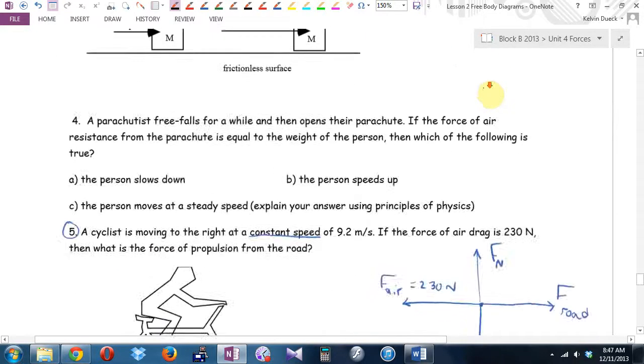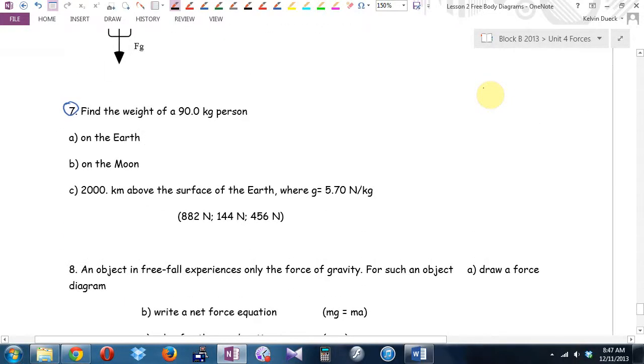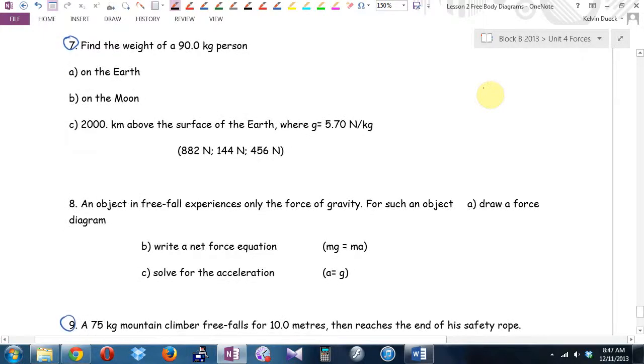7C. What does number 7 want us to find? Find the what? And we said that weight is not kilograms. Weight is the physics word for mg. So I'm going to write this. It wants us to find weight. And they gave me the mass.